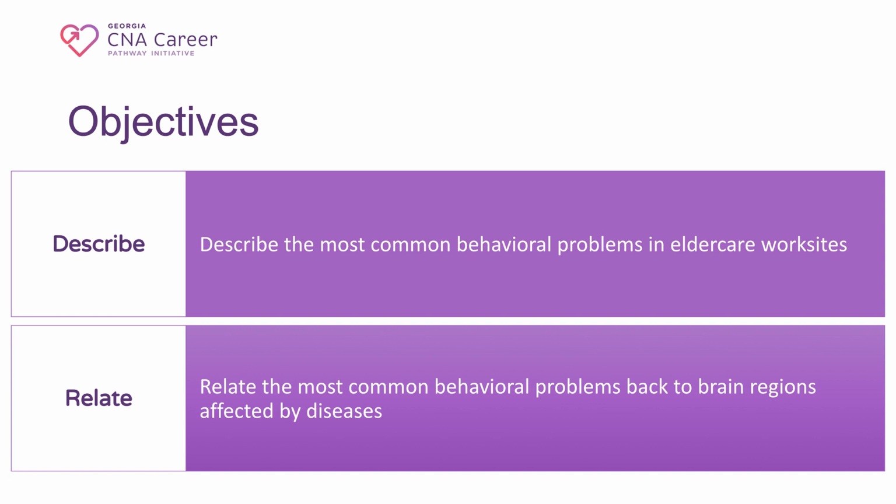First, we will describe the behavioral problems you are most likely to encounter in elder care work sites. We'll describe them using both common terms and scientific terms. Then we'll help you understand why these behaviors happen in the first place by relating each of these behaviors back to the brain regions that produce them and explore how degeneration of those regions disrupts them.